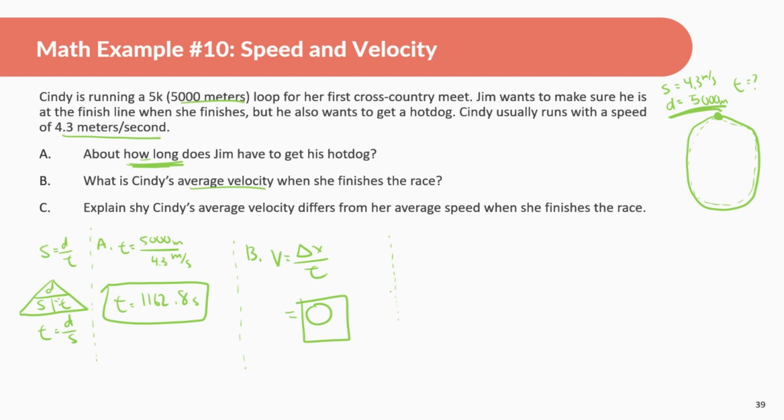Explain why Cindy's average velocity differs from her average speed when she finishes the race. Well, the reason is that distance and displacement are different. She didn't run in a straight line, she ran in a loop. Since the distance and displacement are different, that's why they differ from each other.